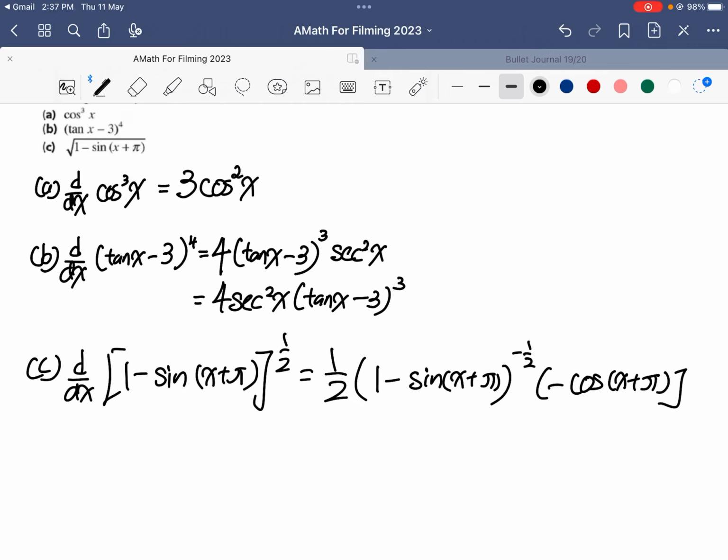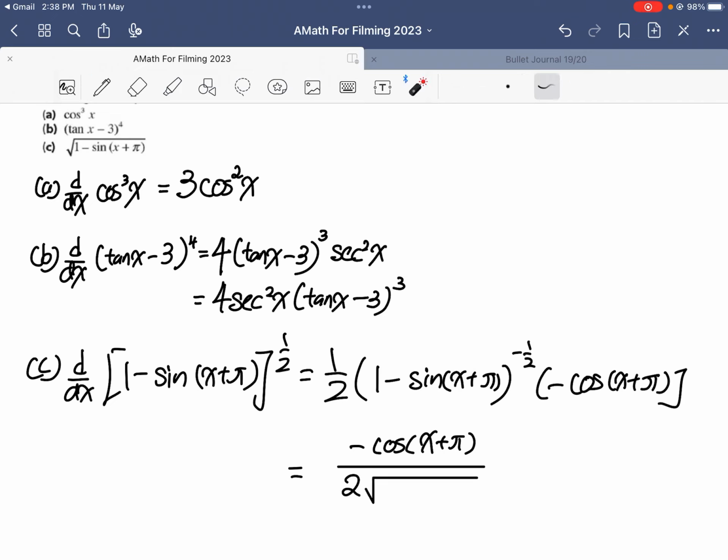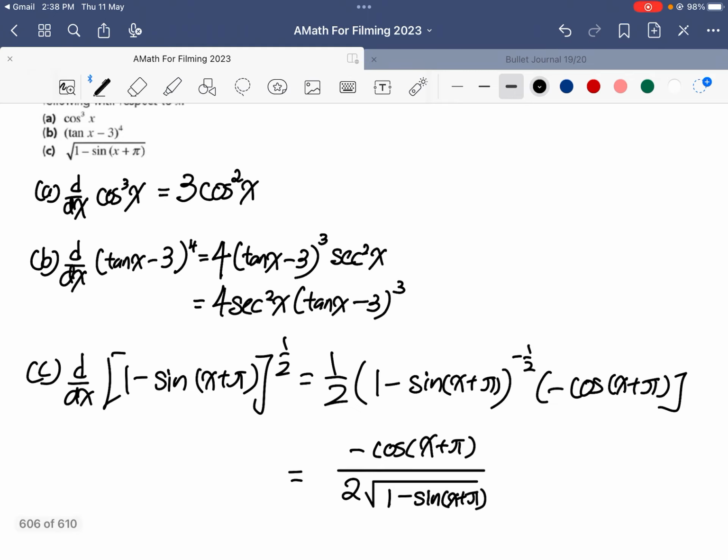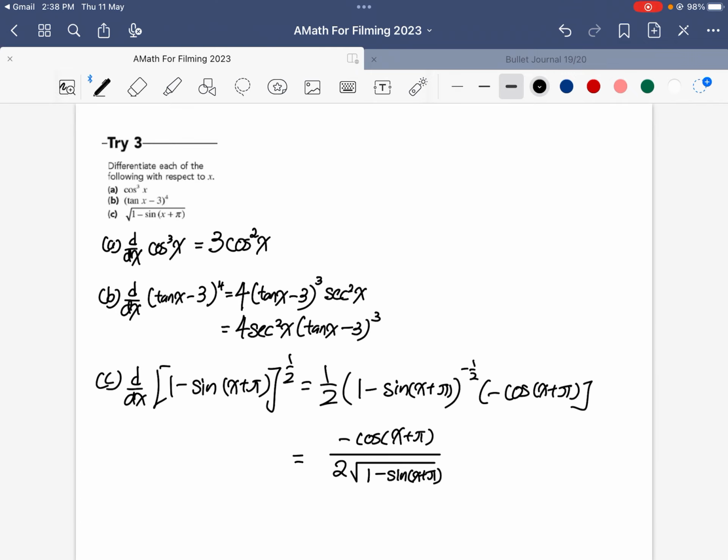Just like this. So if I were to simplify everything, what I get is negative cosine of x plus pi in the numerator, divided by 2 times the square root. I am actually expressing this in positive index, so 1 minus sine of x plus pi in my denominator. And I am done with try 3C.